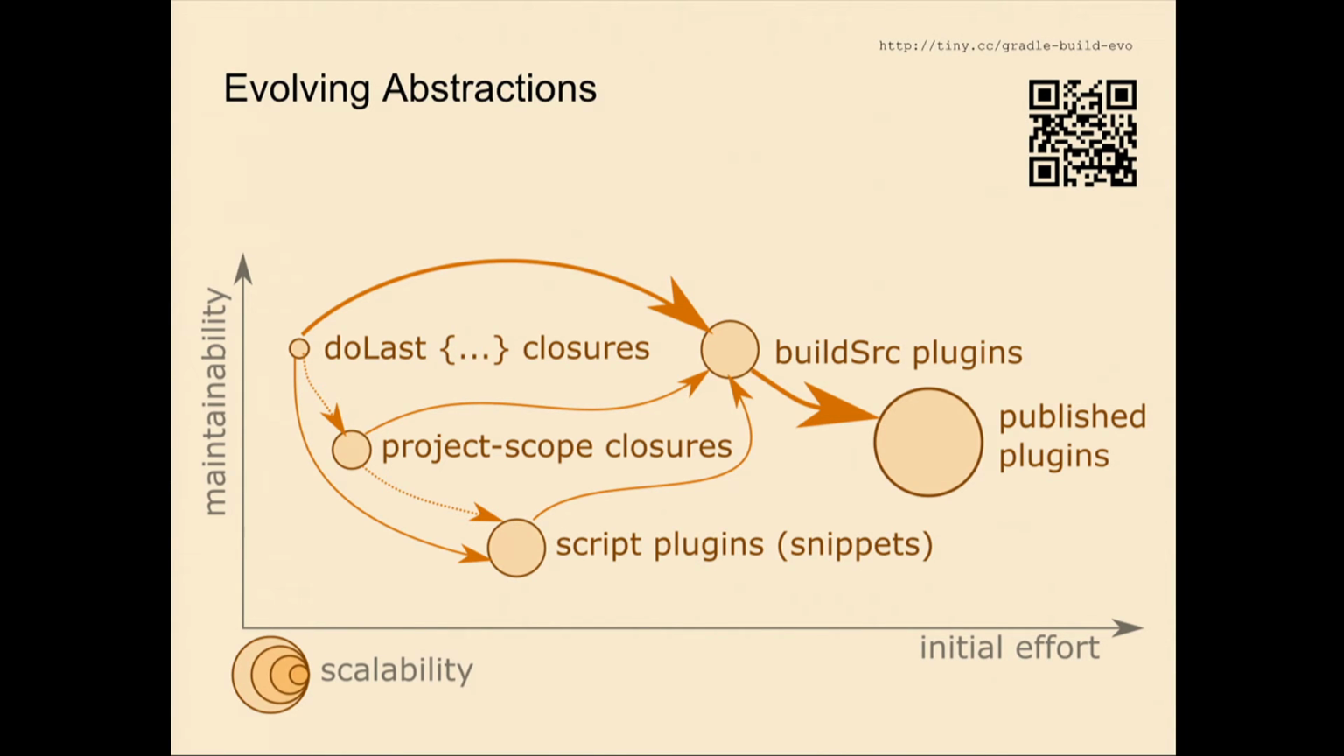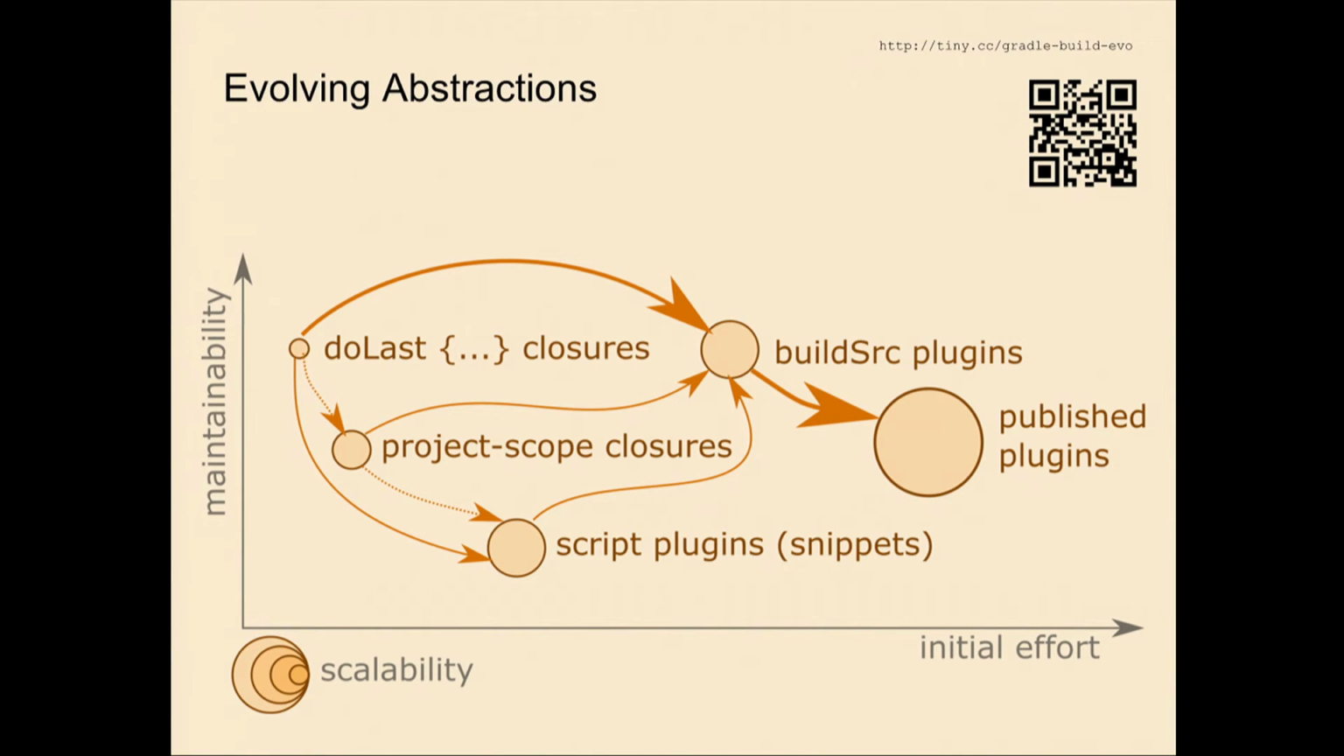So what is better is to move directly to build source plugins if it's anything imperative, or to script plugins if it's something declarative. If you're configuring something, then you don't need to do a build source plugin. You can go with script plugin, unless you want to avoid the compilation time. But usually that's what we do. Imperative stuff goes in build source, because we can debug it as well. Declarative stuff goes as script plugin.